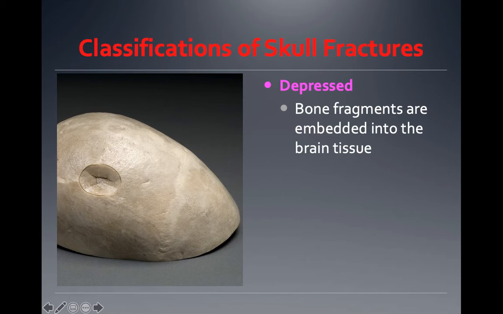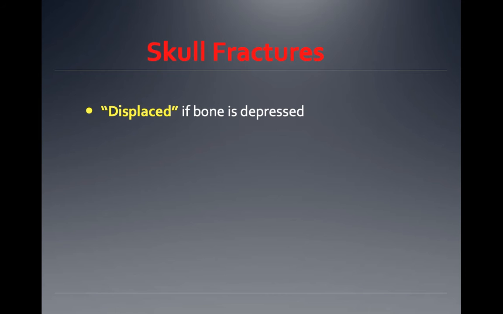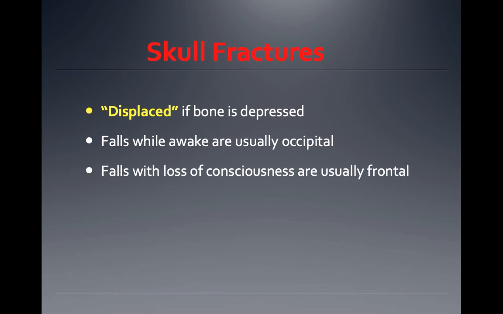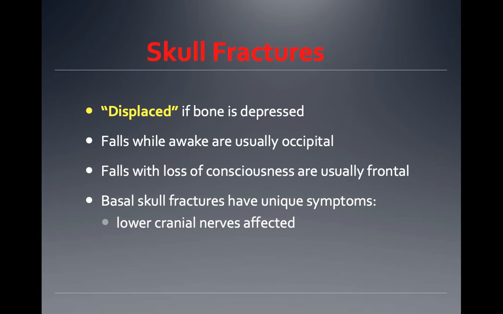You also have a depressed skull fracture, and again, this is a very pretty hammer to the skull, and it is where bone fragments are then embedded in brain tissue. Another is called a displaced, which is similar to the depressed fracture. And this can also occur from falling. So for instance, a lot of times when somebody falls when they're awake, then we typically see this type of fracture in the occipital lobe area. And if they fall due to a lack of consciousness, a lot of times they're going to fall forward, and this is going to cause a frontal fracture.